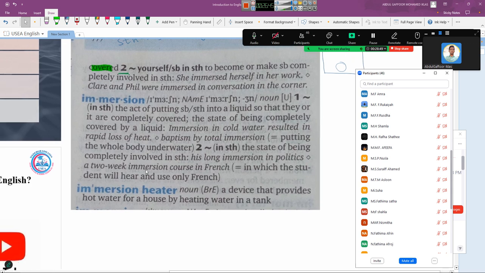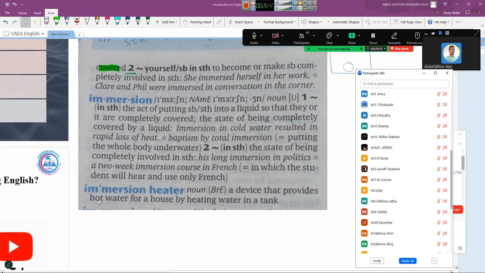We have a lot of things to study. And you might have heard about this one, immersion heater. Does anybody have an immersion heater at your home? I don't have one, because we don't use immersion heaters nowadays. It's a device that provides hot water for a house by heating water in a tank. So this is an immersion heater. Can you translate this immersion heater to Tamil?